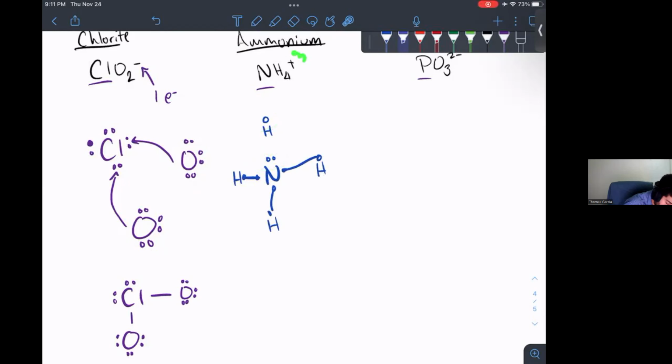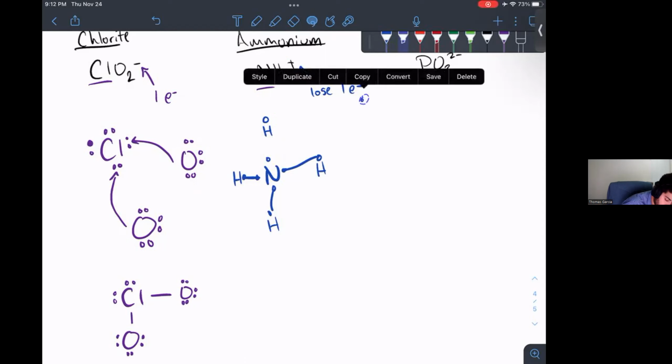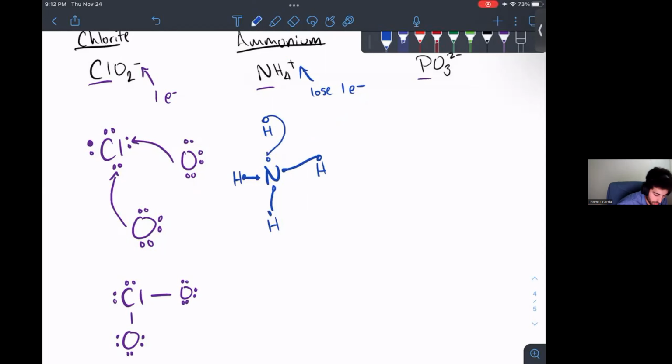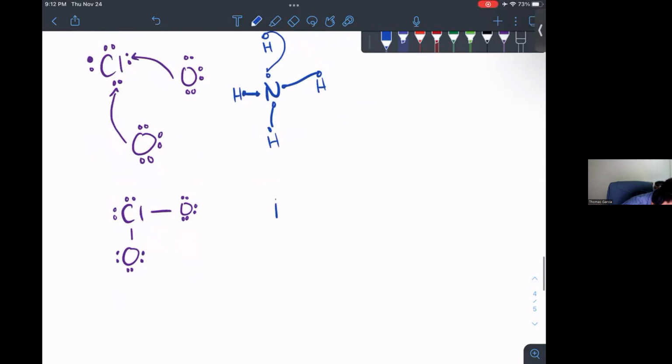But that's okay, because we have this plus right here at the top. And the way we get a positive charge is to lose 1 electron. So I'm actually just going to go ahead and steal that electron away. And I'll even go ahead and erase it to get it out of here. And then hydrogen can go ahead and bond, and I'll clean up my picture a little.